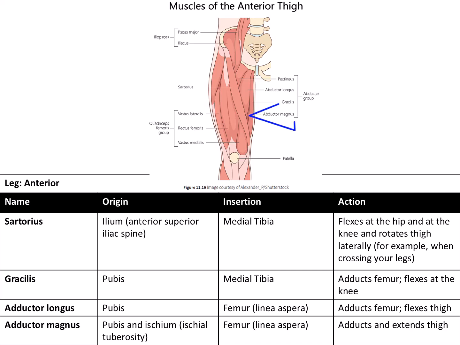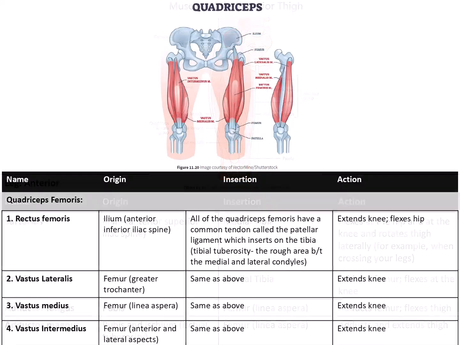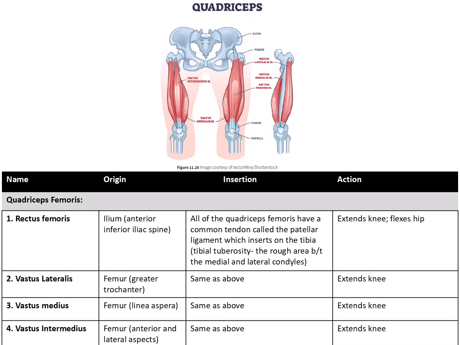Adductor magnus is a very large adductor muscle originating on the pubis and the ischial tuberosity of the ischium and inserts on the linea aspera. When this muscle contracts, it adducts and extends the thigh. The quadriceps consists of four different muscles. The rectus femoris is the anterior thigh muscle. This muscle originates from the anterior inferior iliac spine and inserts on the tibial tuberosity via the patellar ligament.